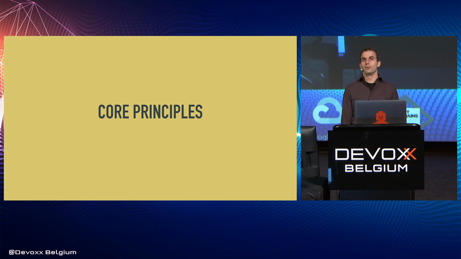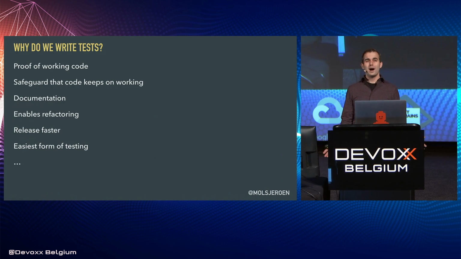Okay, so first of all, the core principles. Why do we actually write tests? There are many reasons. You do it to make sure that the code is doing what it's supposed to do, but also to make sure that the code keeps on doing what it's supposed to do. Plus, tests can also serve as a form of documentation. There's a big caveat there, because you really need to think about how to write your tests so that they properly document your code, but you could use them in such a way.